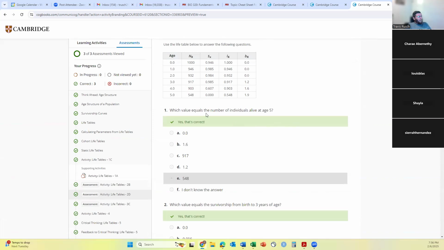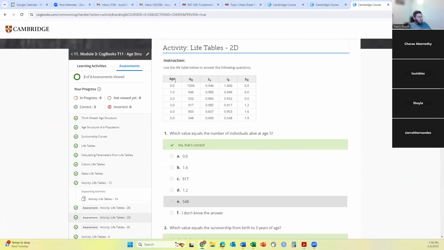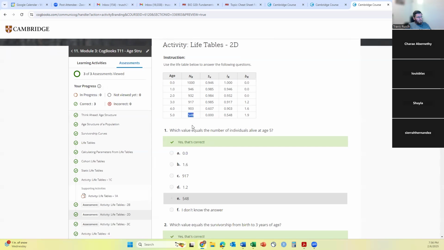All right. Now this one, same idea, right? It gives us another life table. We've got age categories, all our NX values, all our survival rate, SX values, all our survivorship, LX values, and all our fecundity values, BX. Right? So we just practice again, right? Which value equals the number of individuals alive at age 5? So we know age 5, number of individuals alive, that's going to be our population. So that's where we get our 548 from.